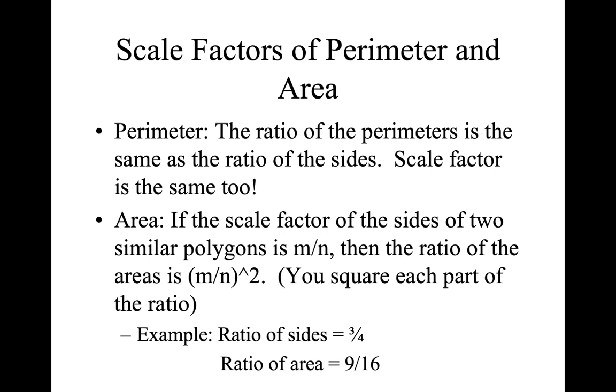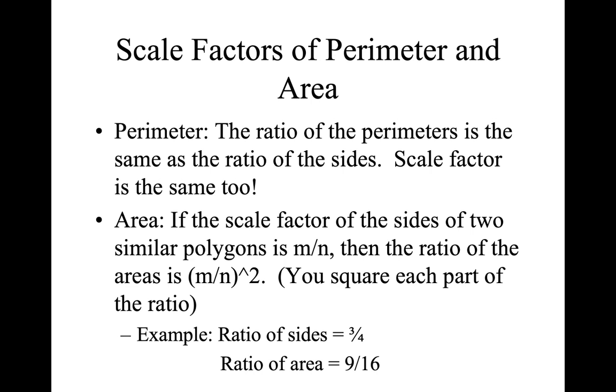Area is a little different though. This says if the scale factor of the sides of two similar polygons is m over n, so you can call it any number, okay? In this case, we made a fraction. Let's say that your scale factor is 1/2. Then the ratio of the areas is 1/2 squared, or m over n squared, or whatever your scale factor of your sides was, squared. You square each part of the ratio.